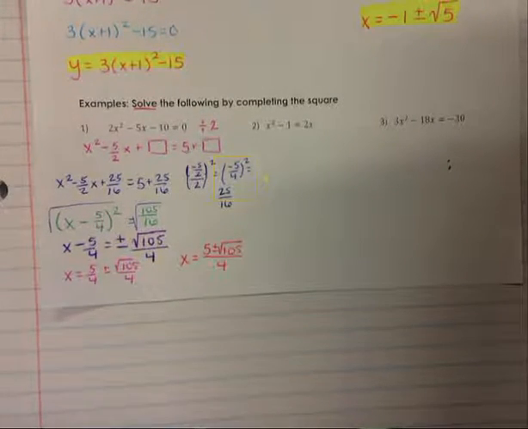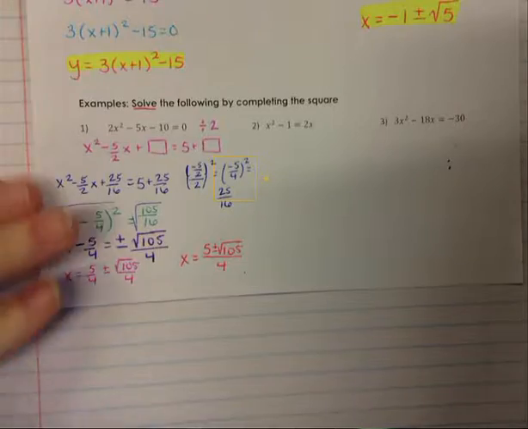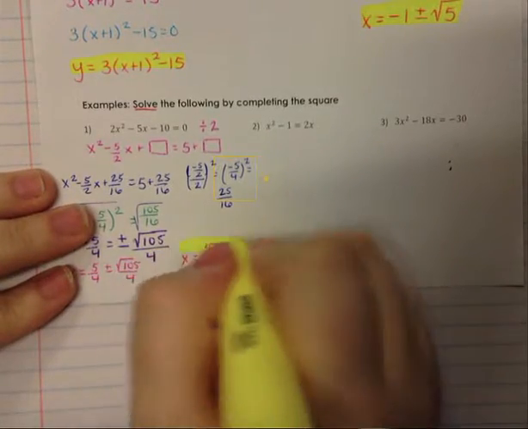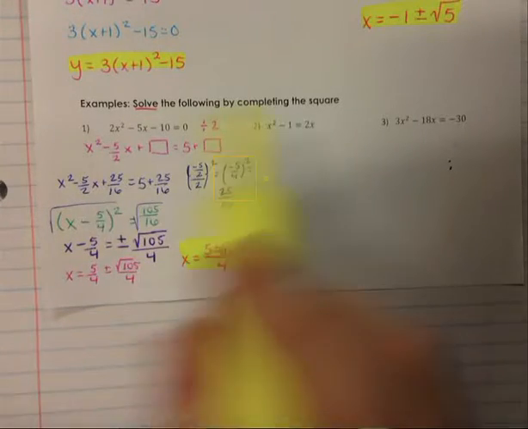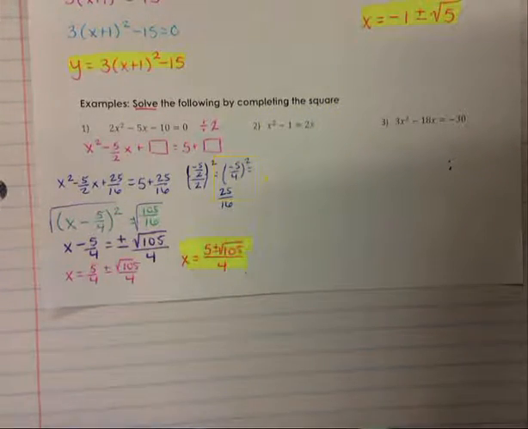So our two answers are actually 5 plus the square root of 105 all over 4, and 5 minus the square root of 105 all over 4. So again, this was not the best one to use with completing the square, but since our directions were to solve by completing the square, that's the one we had to use.